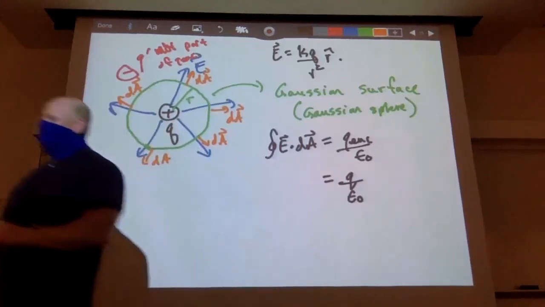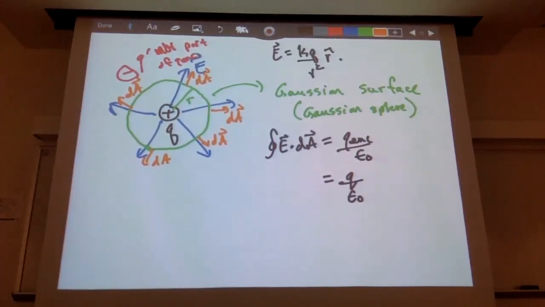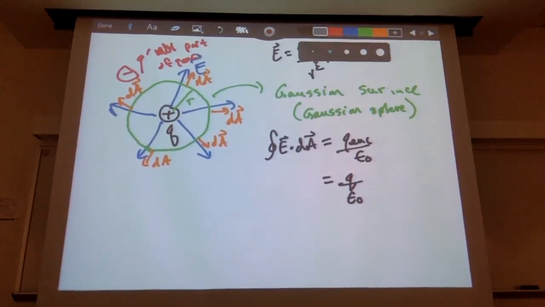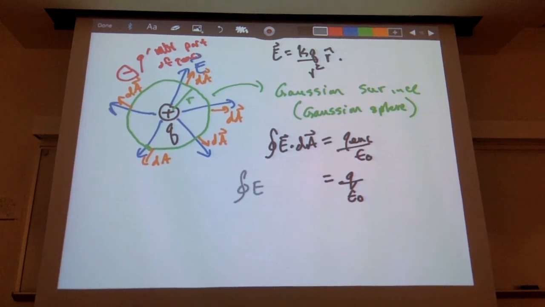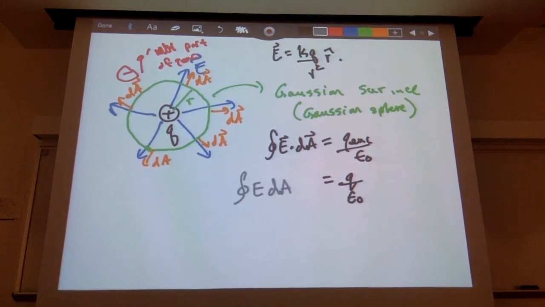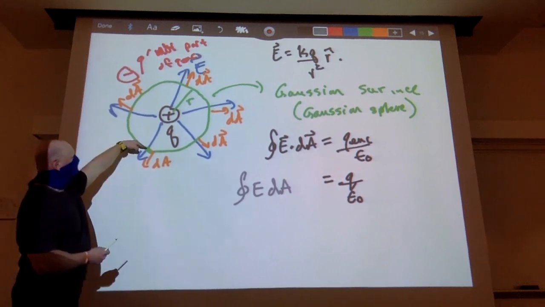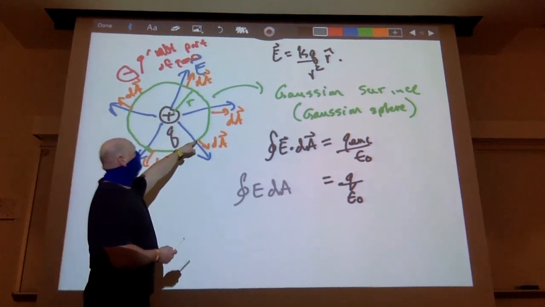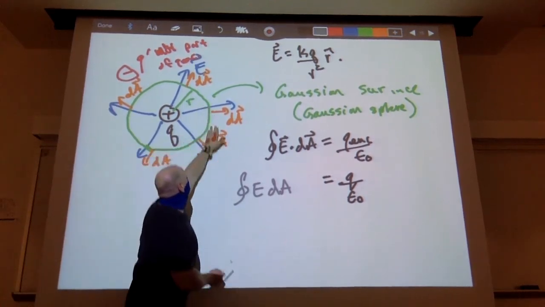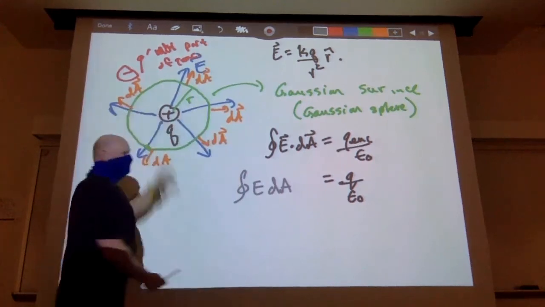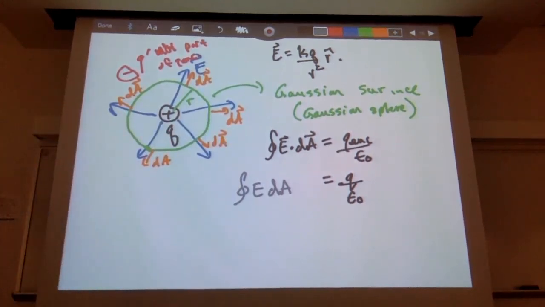So automatically, this now becomes the closed surface integral of the magnitude of the electric field times the magnitude of dA. Now, what else do I know? I know that the magnitude of the electric field here is the same as here, and here, and here, and here, which means that everywhere along dA, E is simply a constant.